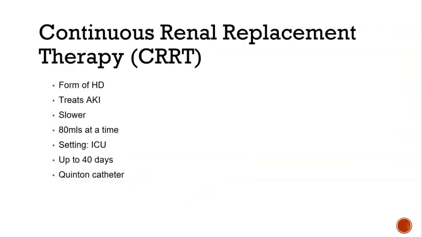Continuous renal replacement therapy is a form of hemodialysis that is used to treat an acute kidney injury, but is done in the ICU setting. It's much slower, and only about 80 milliliters of blood is pulled out of the patient into the dialysis machine at a time. And this is because these patients are typically not as hemodynamically stable as a healthier patient who can tolerate dialysis in the clinic. So this can be done up to 40 days, and because it's temporary, they can use a Quinton catheter.